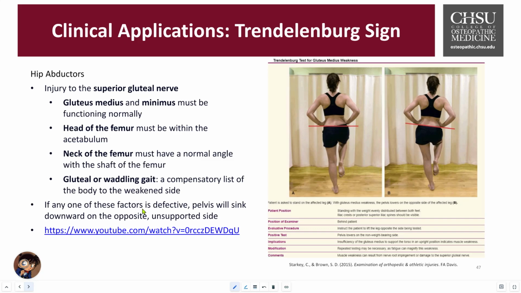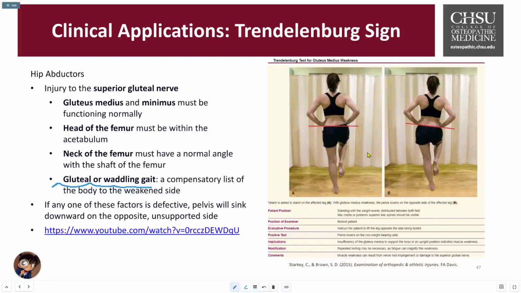So how it works is that in proper positioning of the femoral head, the head of the femur is going to be securely tucked into the hip socket. If there's any kind of displacement or subluxation of the femoral head, this will disrupt the biomechanics of that joint. And as a result, one of the key symptoms is going to be what they call gluteal or waddling gait. This is a compensatory list of actions that help you balance back the weakened muscle or the weakened damaged nerve.